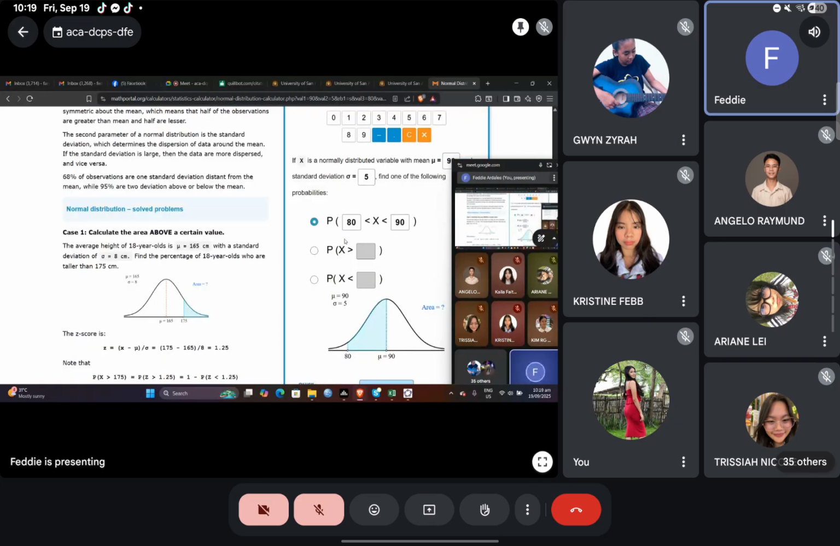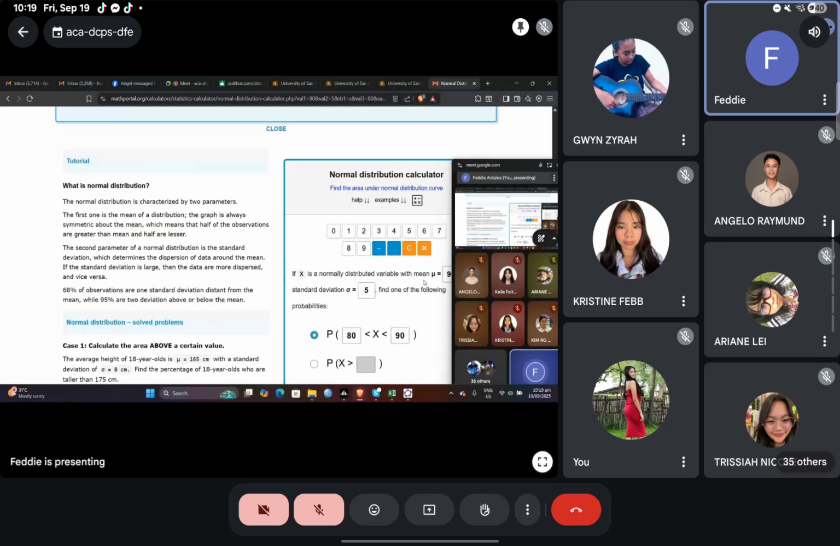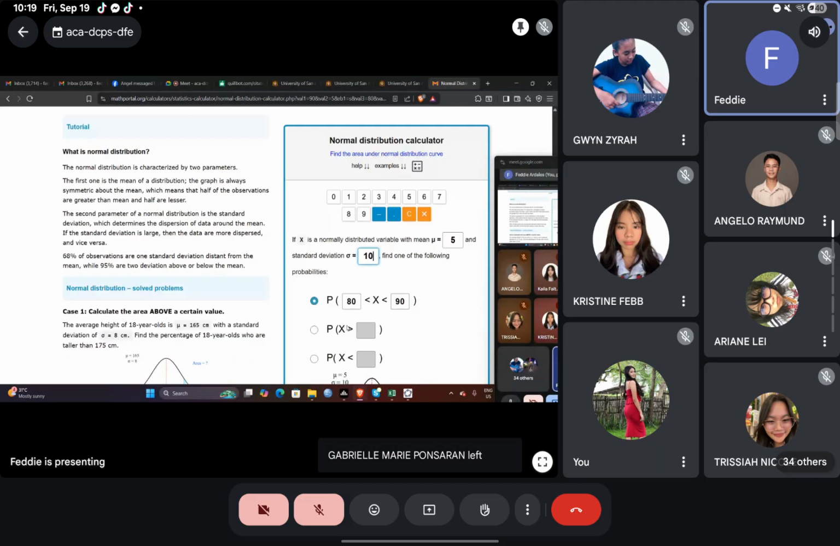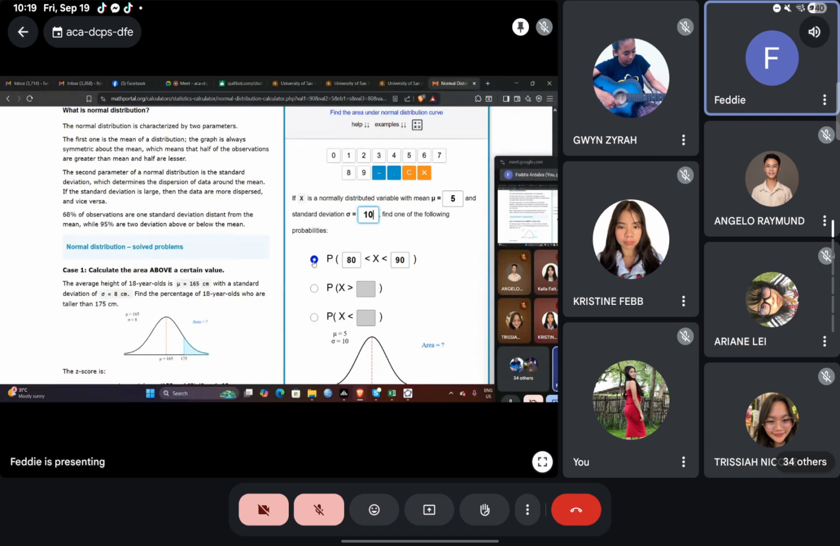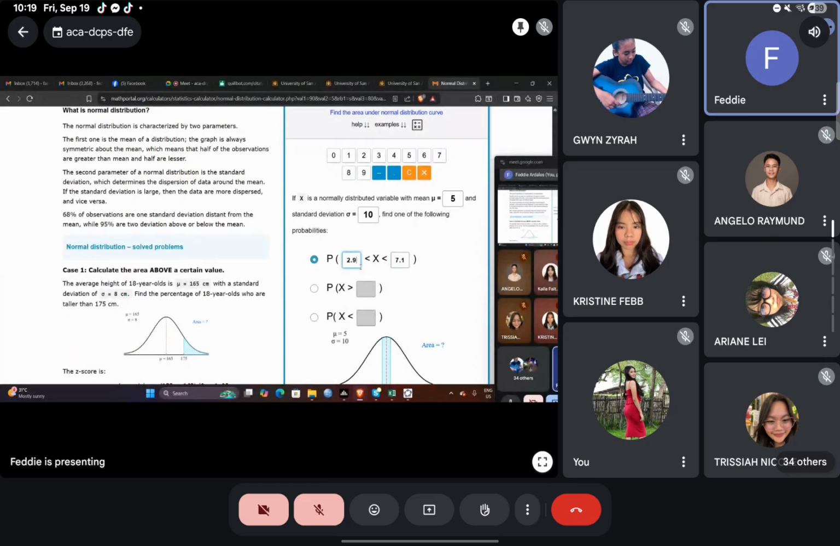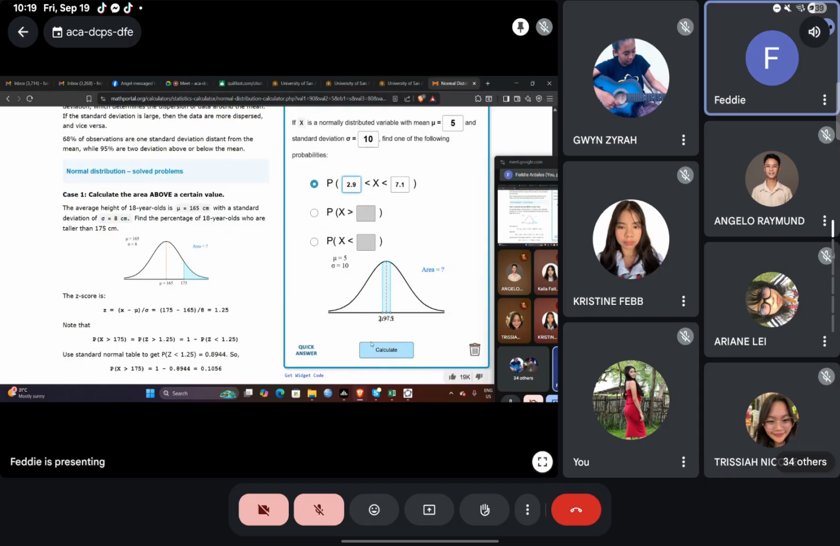So the mean is 5, with a standard deviation of 10. Between 2.1, or 2.9, and 7.1. Let me check. 2.9. Okay. Then calculate what will happen.